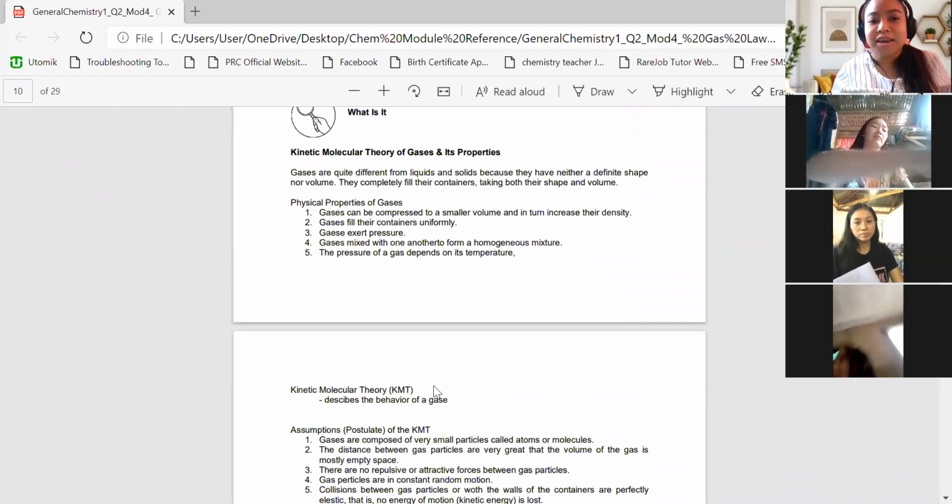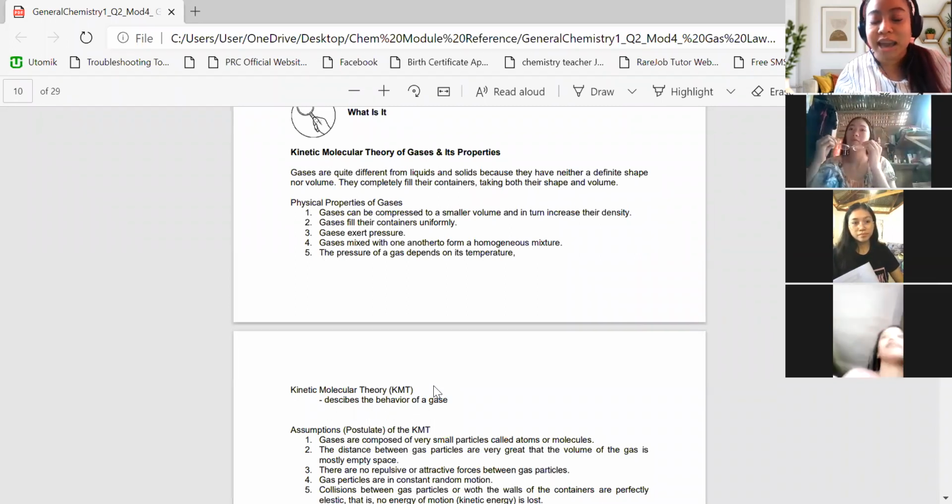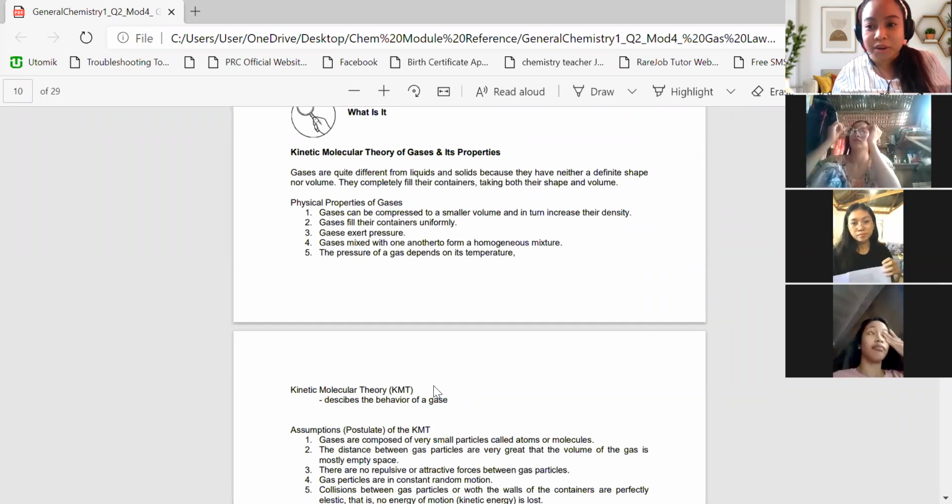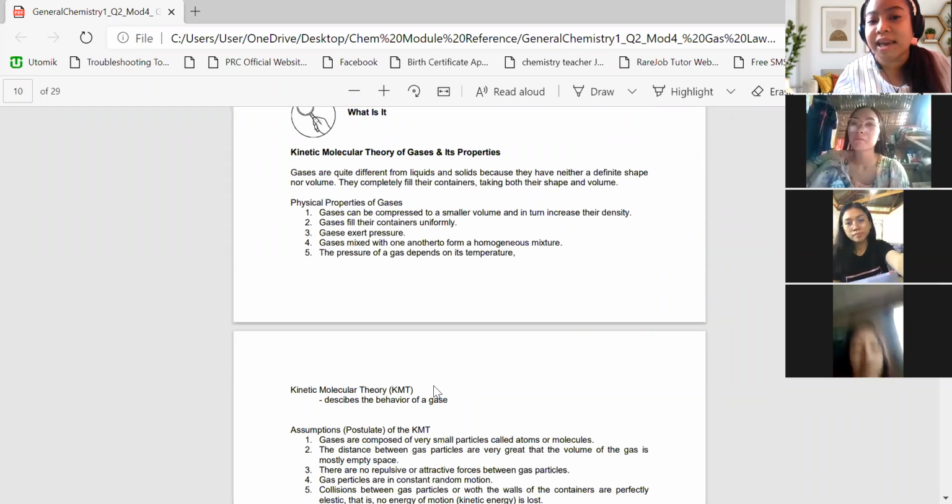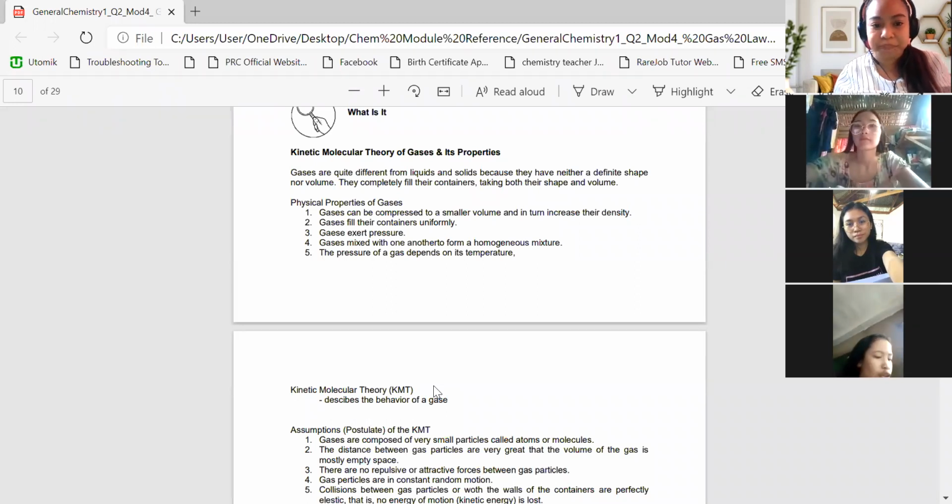It's okay. Good morning. So, gas exerts pressure, di ba? Asa siya mag-exert of pressure? Sa wall sa iyang container. Dito siya magbangga-bangga sa wall sa iyang container. That's why it exerts pressure.